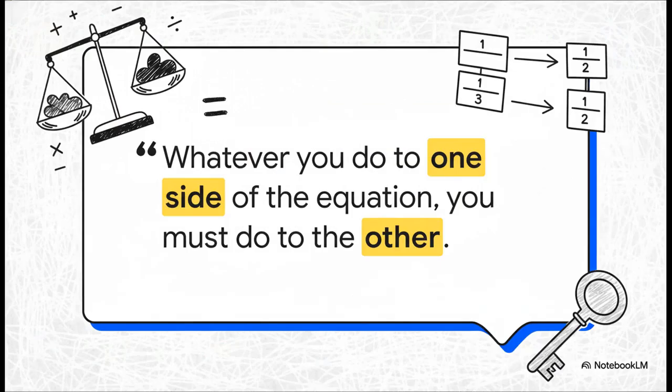Okay, so how do we actually rearrange a formula? Well, it all comes down to one golden rule. Think of an equation like a perfectly balanced scale. If you add a little weight to one side, you have to add the exact same weight to the other to keep it level, right? It's the same with math. Whatever you do to one side, you have to do to the other. This is our master key.